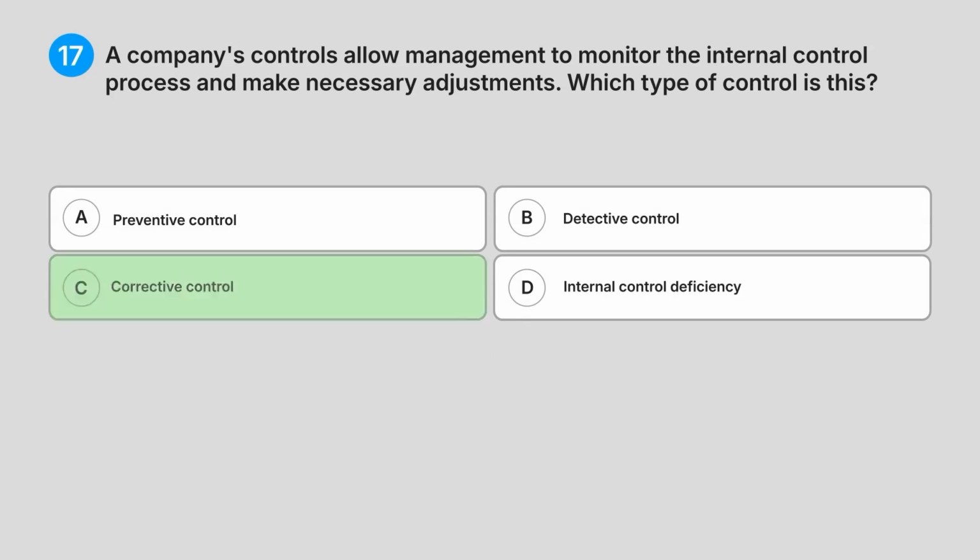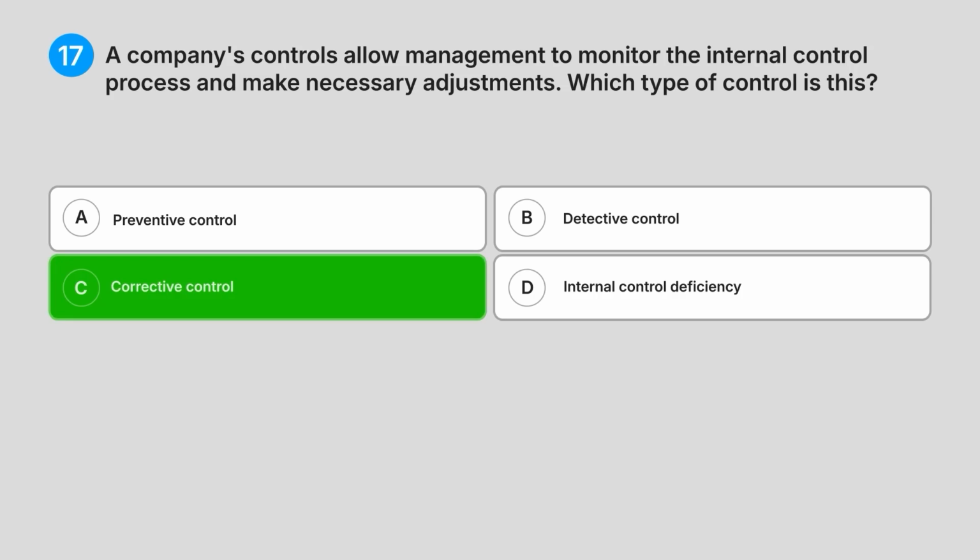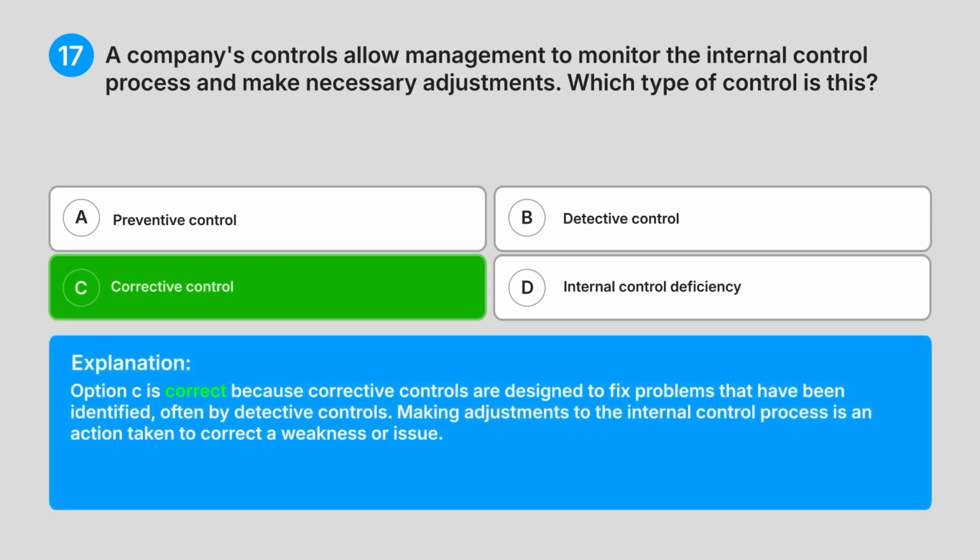Correct answer, C. Corrective control. Explanation. Option C is correct because corrective controls are designed to fix problems that have been identified, often by detective controls. Making adjustments to the internal control process is an action taken to correct a weakness or issue.